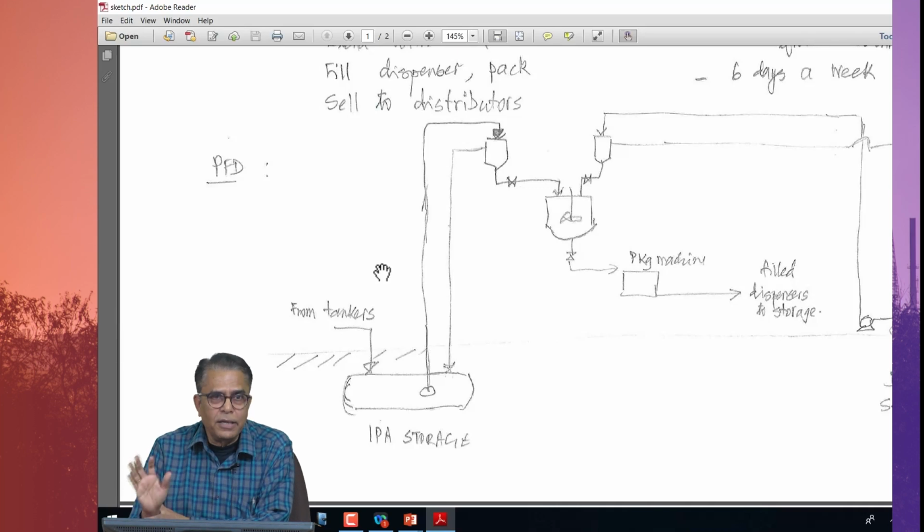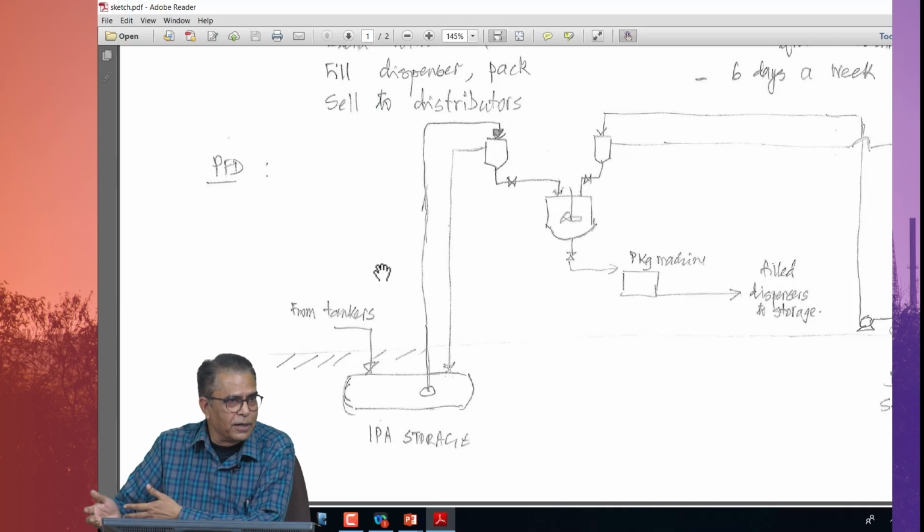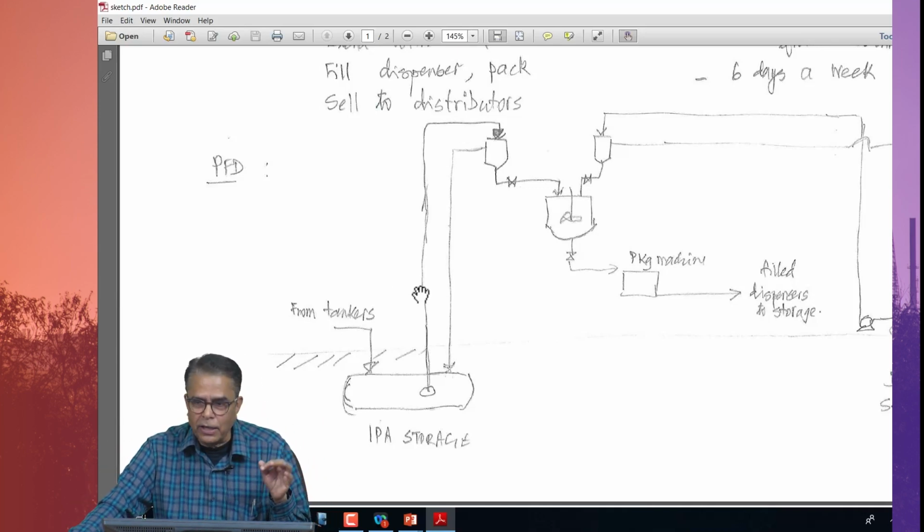I have here nicely avoided talking about storage of finished product. In reality, of course, you have to find where it will get stored, because the moment you finish your production is not the same time when somebody is out there taking it in a truck and out of the plant. So, there is some storage. With this very crude flow diagram, let us go back.